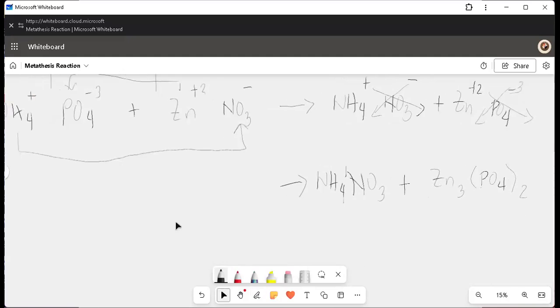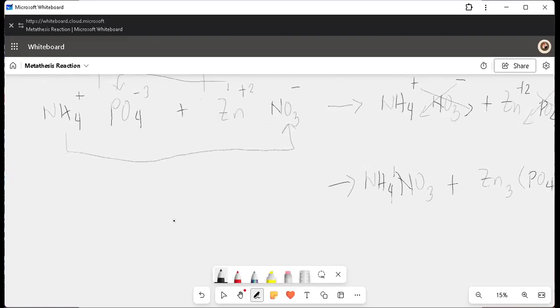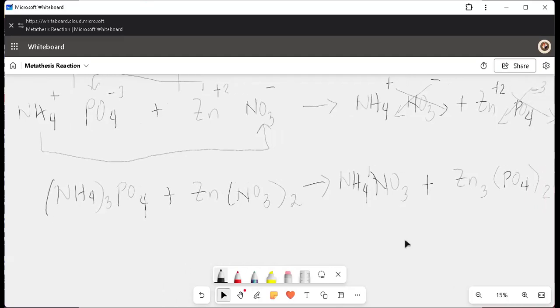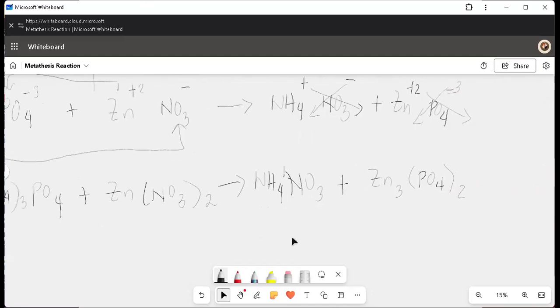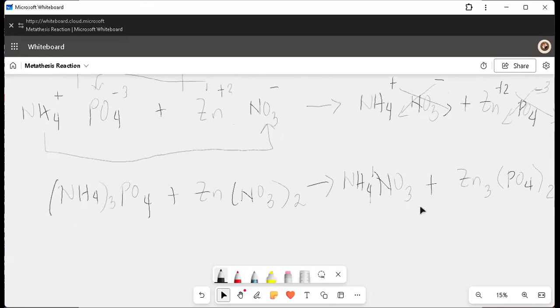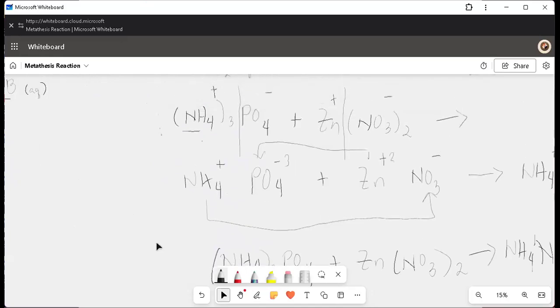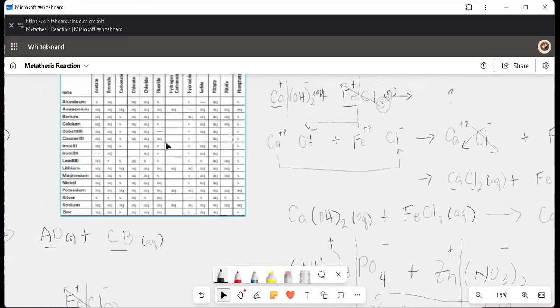Okay, so create the reaction. We have NH4 NO3 plus zinc phosphate, Zn3(PO4)2. And this is our product. Now, check our chart if both of them will be aqueous or one of them will be a solid material. So NH4 ammonium and NO3 nitrate. Again, check the table.